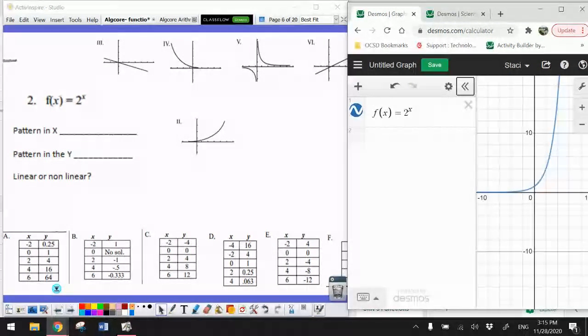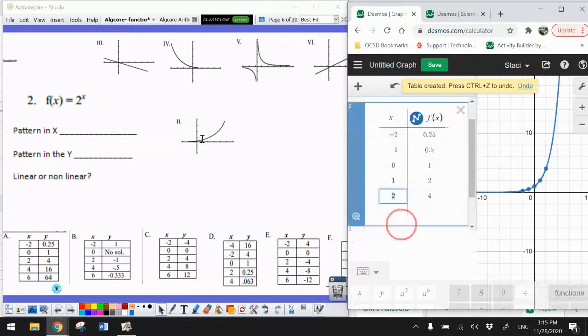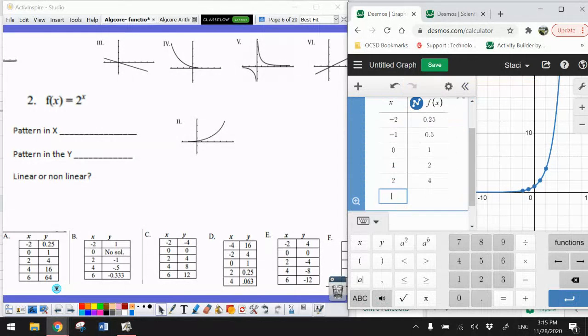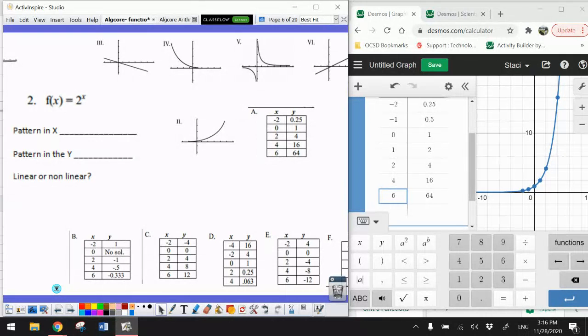And if I need to look at the table, again, I'm going to press the gear and I have this table. And again, I need to have the 4 and the 6. I'm going to type in a 4 and a 6. And let's see what we have for matches. So at -2, it's 0.25. Then it goes to 1 and 4 and 16 and 64. And I see it right here, right there.